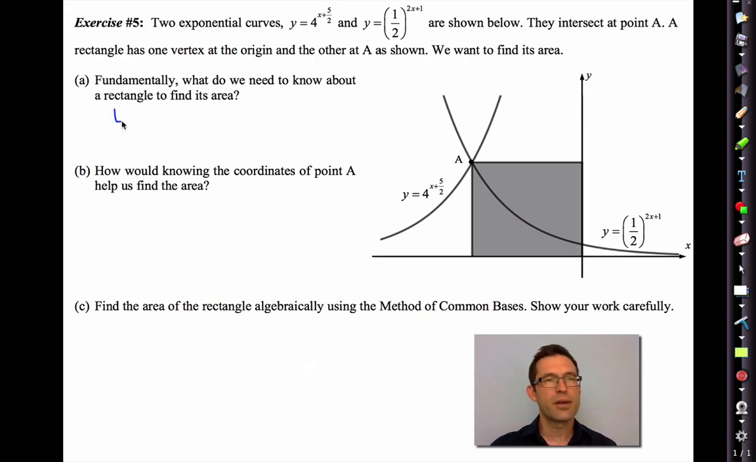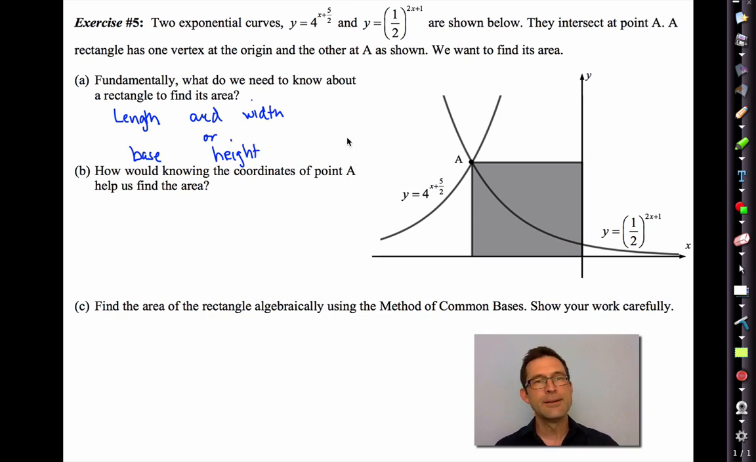All right, well, I don't care how you phrase it, you got to know its length and width, or its base and its height. I almost spelled the word height wrong. That'd be embarrassing for a math teacher.